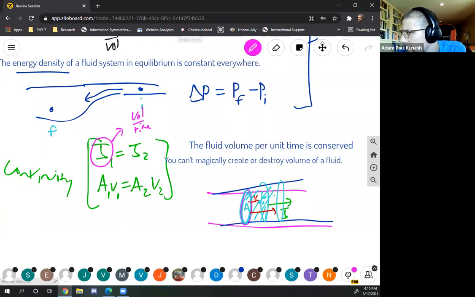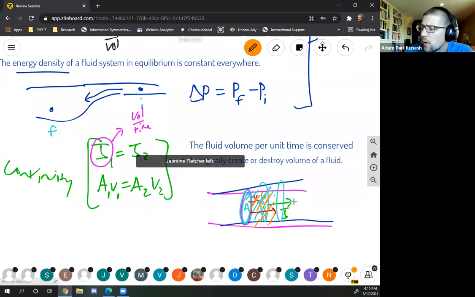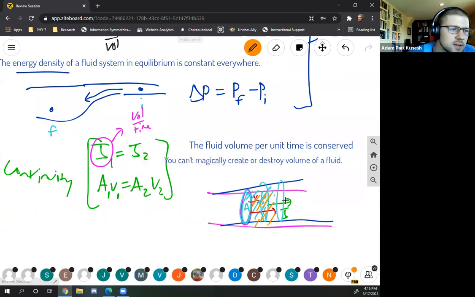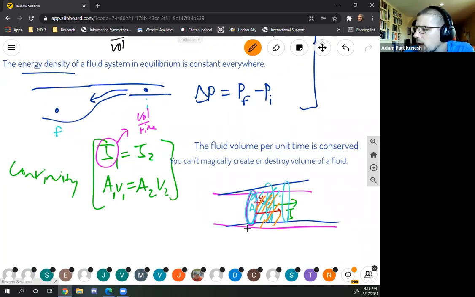I'll do it in a different color. The current tells me basically how much volume, how big the cylinder is, of water transports in a given length of time. If that's confusing and you already have a good understanding of current, don't worry too much about it. But that's how I think about it geometrically. It tells me the volume of the fluid that's moving through a given area of pipe at a certain time.